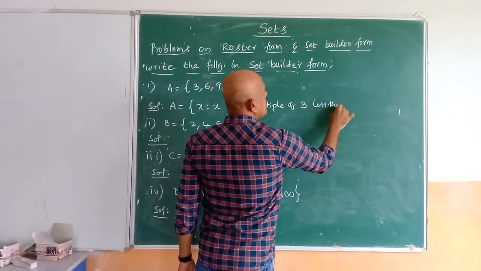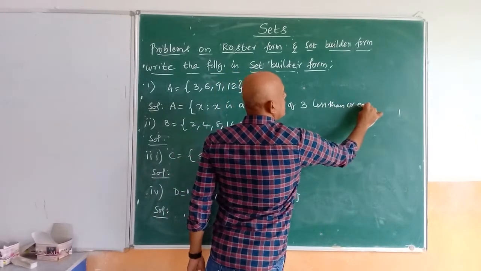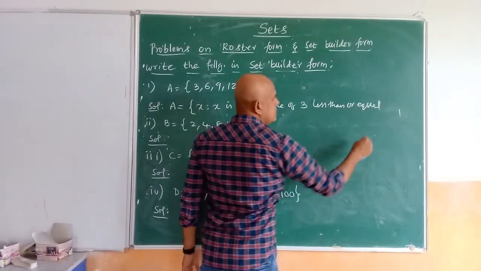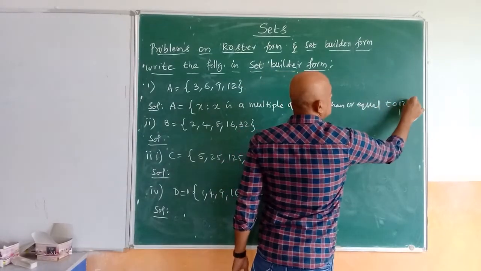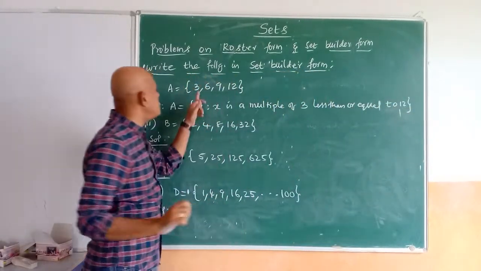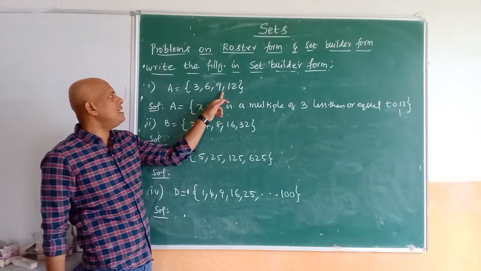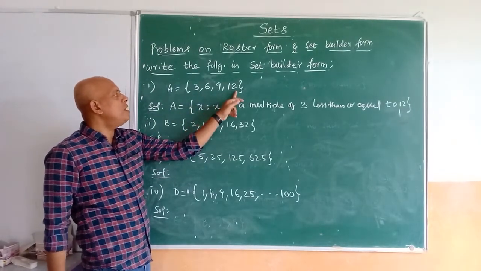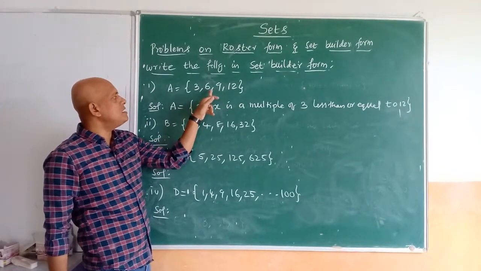Less than or equal to 12. Because 3 1s are 3, 3 2s are 6, 3 3s are 9, 3 4s are 12. These are the 4 multiples of 3. 3 1s are 3, 3 2s are 6, 3 3s are 9, 3 4s are 12.